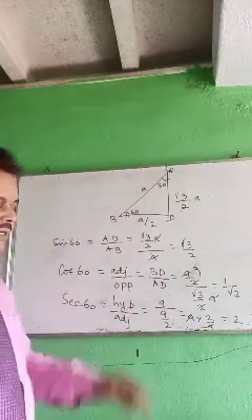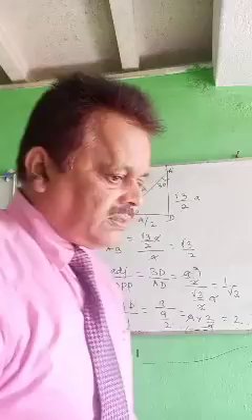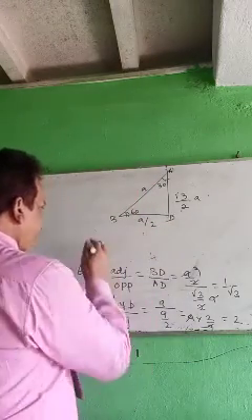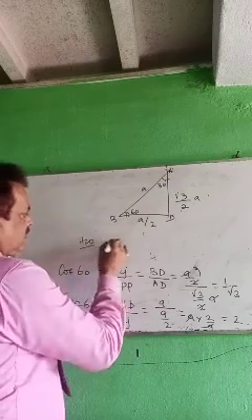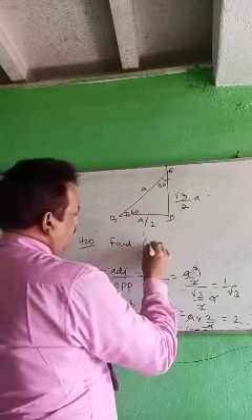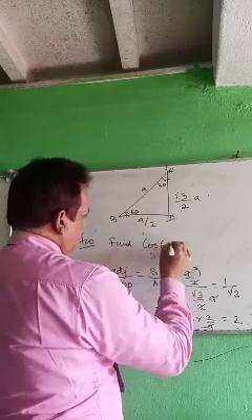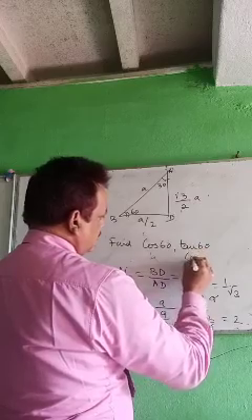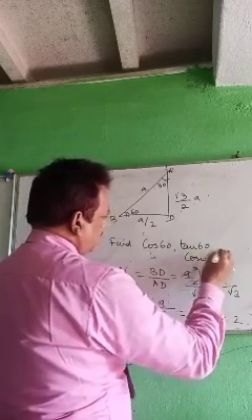So like this, the other 3 I would find out. What are the other 3? So homework: find cos 60, tan 60, cosec 60.